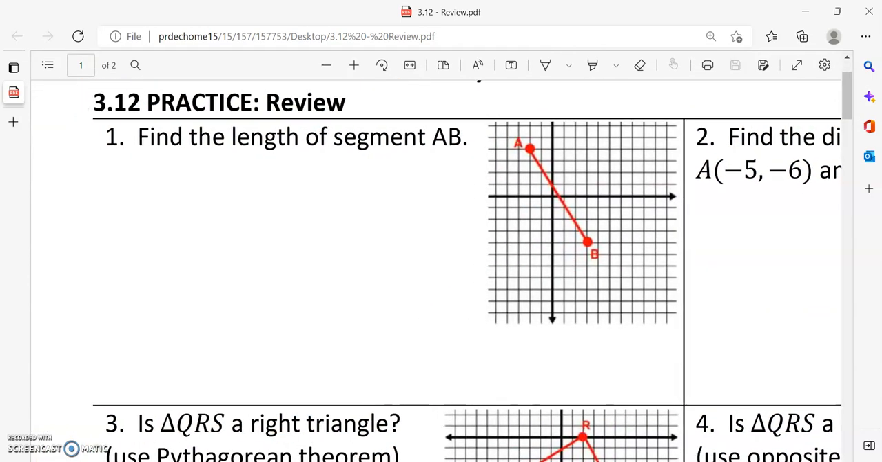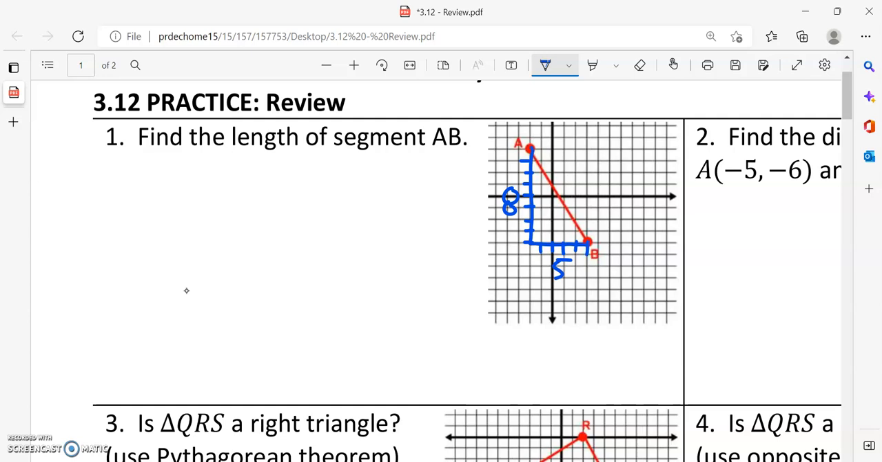Okay, find the length of segment from A to B. This is a diagonal line, which means that we need to use the Pythagorean Theorem. So we're going to go straight down and over. Now we have a right triangle. From A down to B, let's count down: 1, 2, 3, 4, 5, 6, 7, 8. So 8 down, and 1, 2, 3, 4, 5 over.